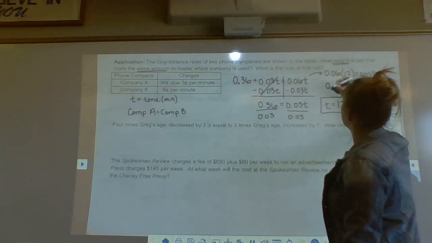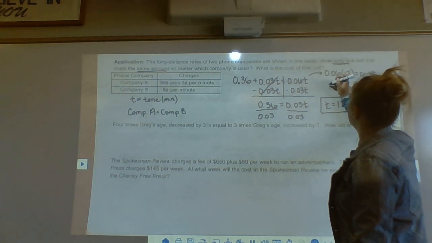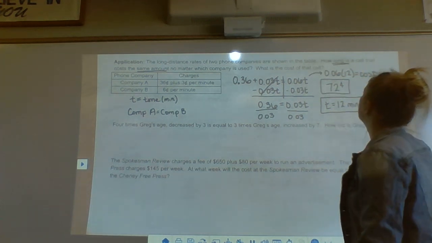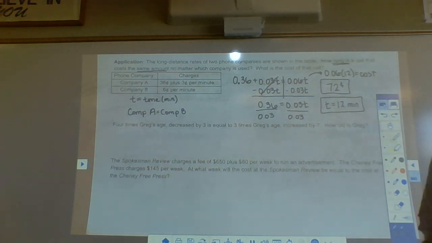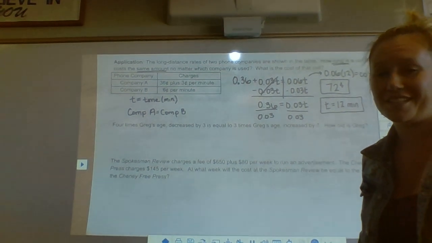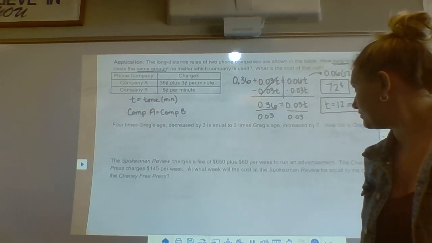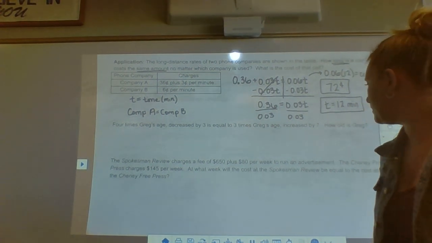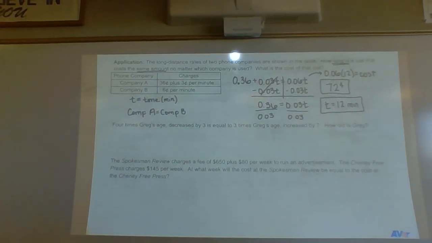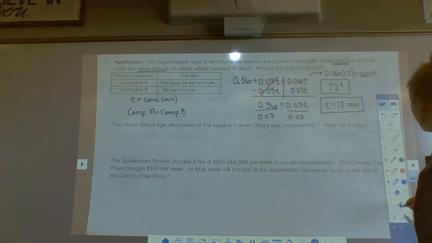Actually, I'll do it like this. 72 cents is the cost. You guys can write it as a sentence. I'm going to leave that because I'm running out of room. All right. I'm going to do one more, and then you guys can try the last one on your own.